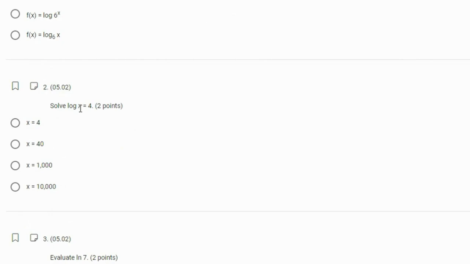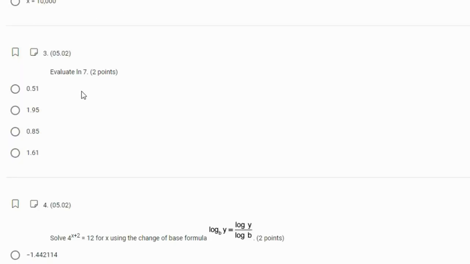Solve log of x equals 4. Log of x equals 4. This is base 10, obviously, because there's no base listed. Evaluate natural log of 7.